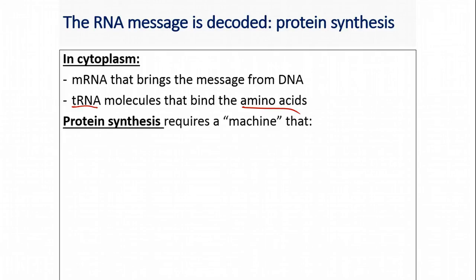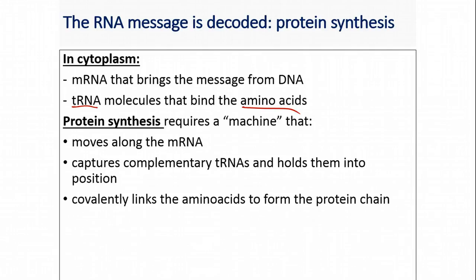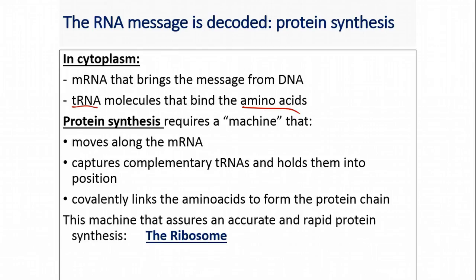We then have protein synthesis, and this requires a machine that will do a couple of things. Number one is move along the mRNA, capture those tRNAs and hold them in place, and covalently link the amino acids together to form the protein chain. And you'll remember the covalent bonds between amino acids are called peptide bonds. The machine that does this is called the ribosome. So the ribosome moves down the mRNA from 5' to 3', grabs the tRNAs, holds them in position, and creates the peptide bonds between our amino acids.